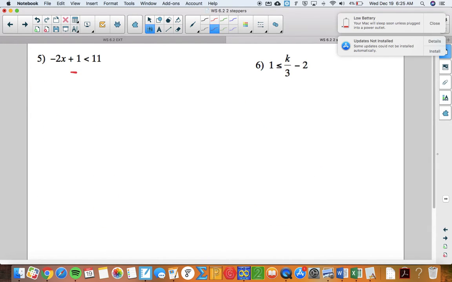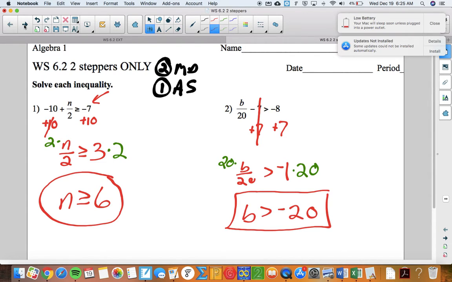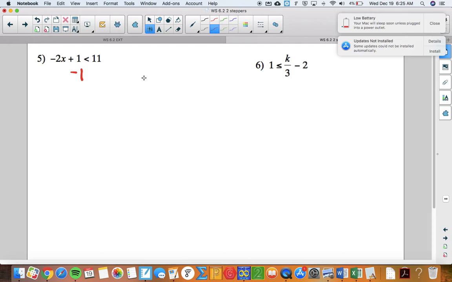Number 5, I'm going to undo dividing. Did I skip? You have to give number 3 a shot on your own. I know that there's a 0 in that problem. Just treat it like a normal number and keep working with it. We get negative 2x is less than 10 once I subtract 1 from each side. And so now I'm going to divide each side by negative 2 to undo the negative 2.